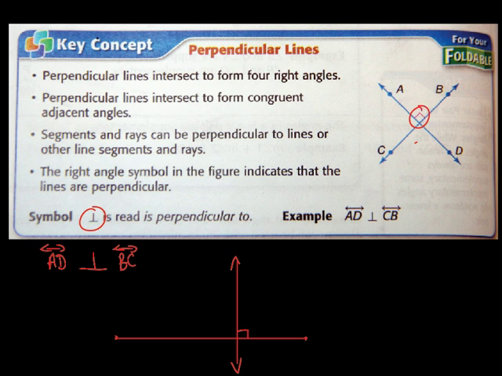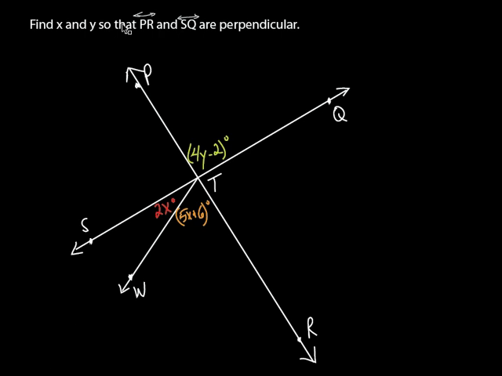Let's do an example. Okay, here's an example they have for the perpendicular stuff that we talked about. Let's see what they tell you. It says find x and y. All right, so we're trying to solve for x and y, so that line PR and SQ are perpendicular. So here's SQ and here's PR, and it says find x and y so that it makes it perpendicular. So if it makes it perpendicular, that must mean that I'm going to have a right angle. Now, you can put it anywhere, but I'm going to put it right here because I thought ahead a little bit. Because look at this angle, this 2x, and look at this angle, this 5x plus 6. That forms a right angle.